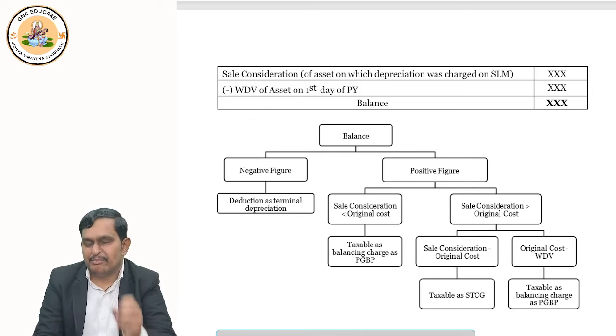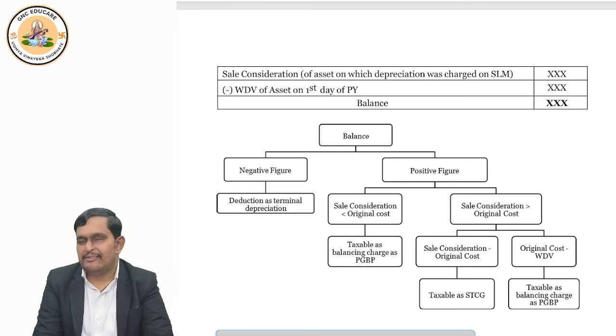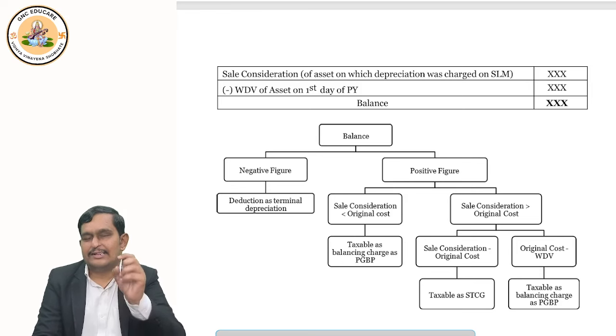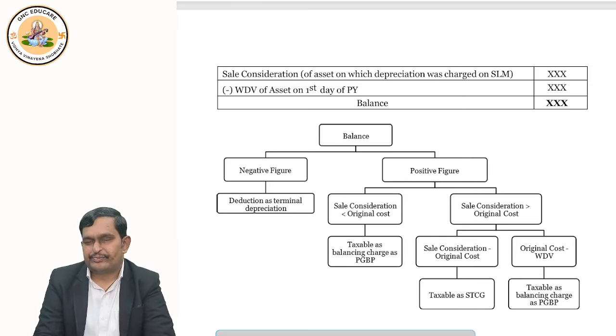Okay, so suppose sale consideration is less than WDV, we say negative balance. Negative balance is loss. That loss is called terminal depreciation. It is deductible while computing business income. That's it. But suppose sale consideration is greater than WDV.